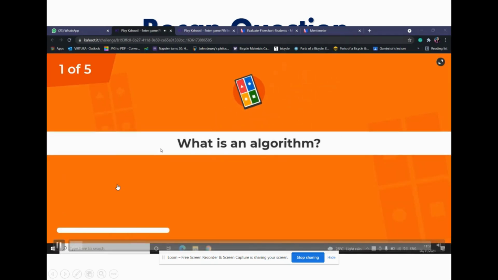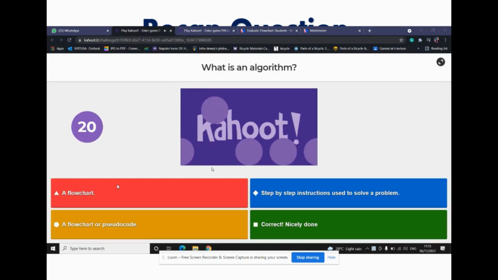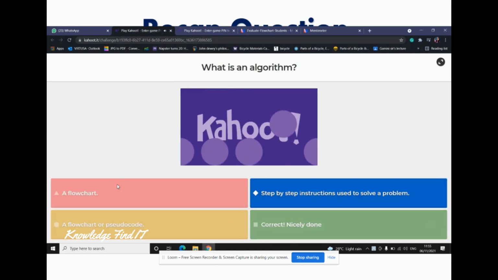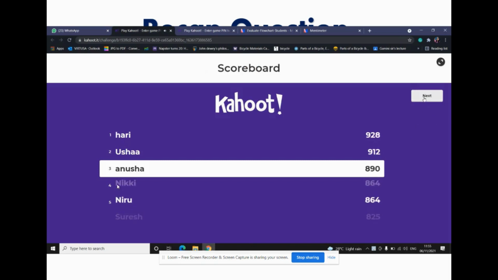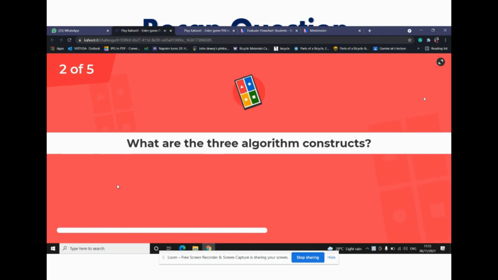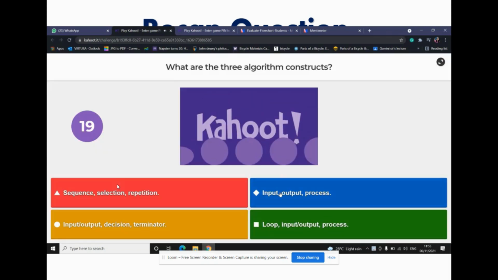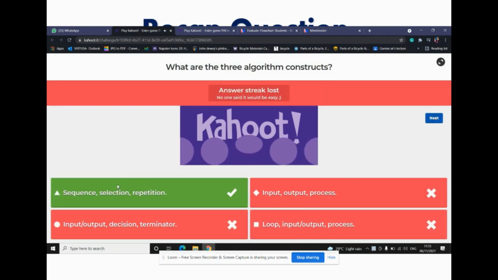This is a question regarding the previous lesson. The question is: what is an algorithm? The answers are given. The second question is: what are the algorithm constructs? You can see the input, output, and the process.